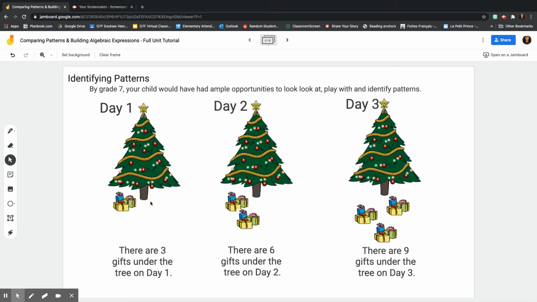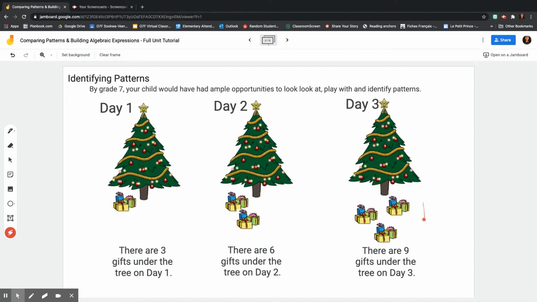Okay, so the first thing is identifying the patterns. So now by grade 7, your children should have had ample opportunities. Like, I can't stress this enough. They should have been looking at patterns left, right, and center for a long time. So they should be able to look at a picture or a pattern of blocks and be able to say, well, miss, I see a pattern of 3, 6, 9. So what we have is a term of day 1. So it's day 1, day 2, day 3. So it goes up by 1 day every time. And then we have 3 presents here, 6 presents here, and 9 presents here, okay?